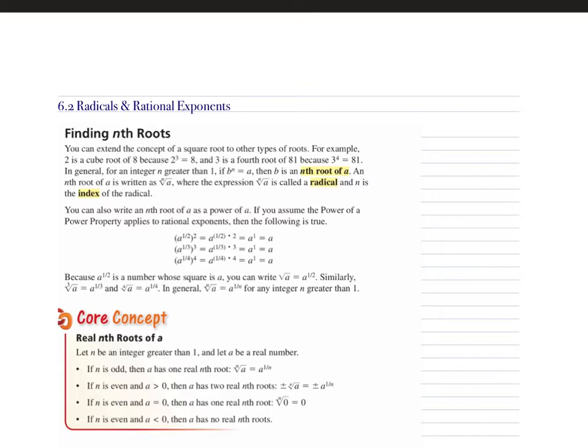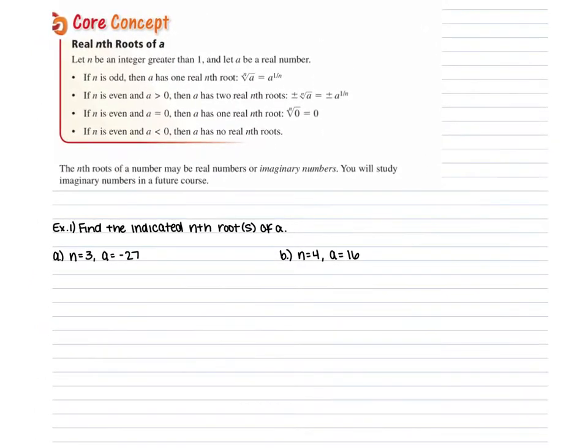So it tells you how many times you need the same number to multiply by in order to get the number underneath the radical. So if we look at the first example, it tells us to find the indicated nth root or roots of a. So a is going to be the number underneath the radical. The number that's n is your index. So it's going to tell you how many times you need the same number in order to equal the number underneath the radical. With these, if n is an odd number, then one root is what you're going to have.